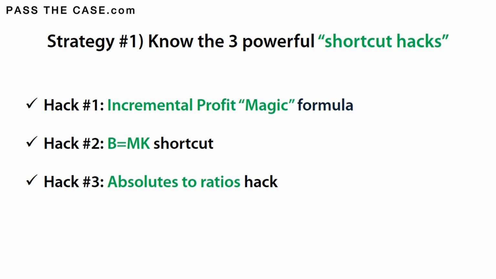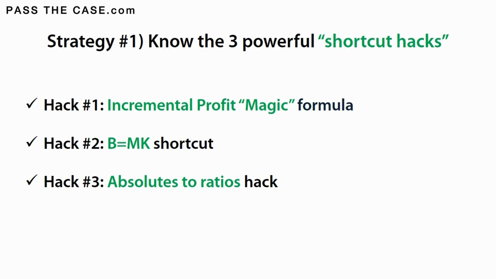No joke. The second hack is what I call the B equals MK shortcut. Whenever you have a number in billions, just write B. Millions is M, thousands is K. Then you can basically rearrange these letters in a formula to go a lot quicker. For example, 10M over 2K equals 5K, because M over K equals K.